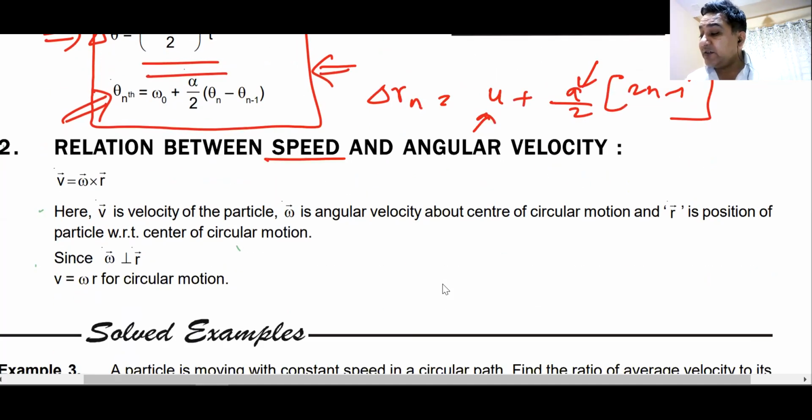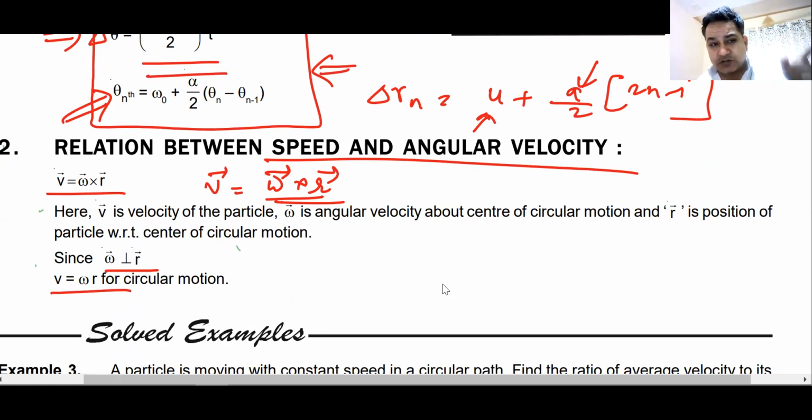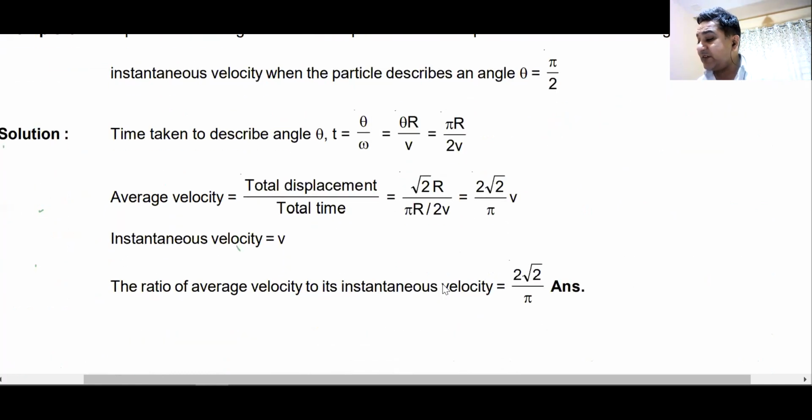Relation between speed and angular velocity. We all know this relation. There is a vector relation: v vector is omega cross r. Do we remember this relation? It's a cross product of omega with r. Omega and r in most of the cases are perpendicular, and v will be perpendicular to both omega as well as r. Wherever you have a cross product, the resultant vector will always be perpendicular to both the vectors.